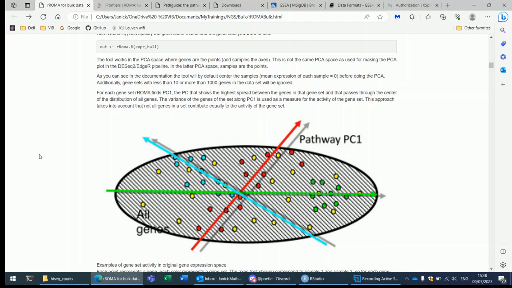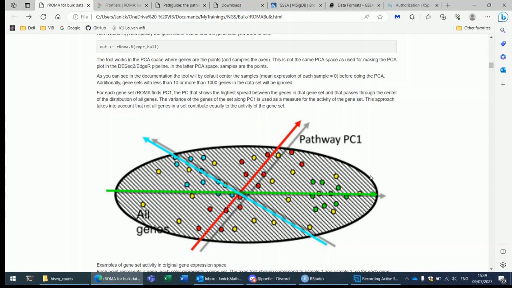Well, it is making a PCA plot of my bulk RNA-seq data. This is basically the PCA plot that it's making. So every point that you see here represents a gene. And the original axes, you don't see them here, but the original axes would be the samples. So it's not the same PCA plot as you make when you analyze your data with DESeq2 or with edgeR.